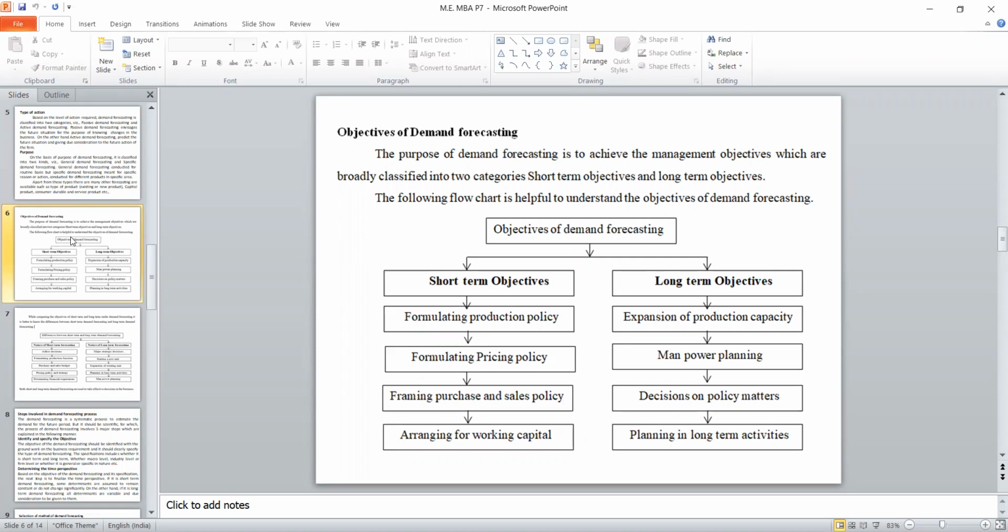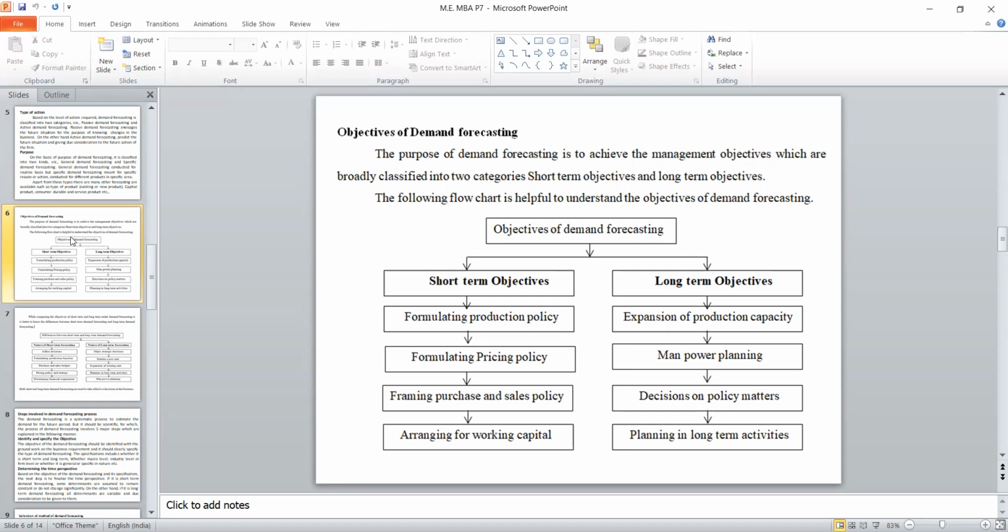Whenever we are talking about production policy, pricing strategy, purchase intent, or mobilizing funds, these categories are always short-term in nature. So all these objectives come under short-term objectives: formulating a production policy, framing the pricing policy, preparing the purchase and sales policy, and arranging the working capital. For all these things, we should have a short-term demand forecasting.